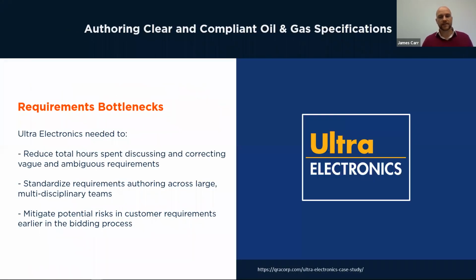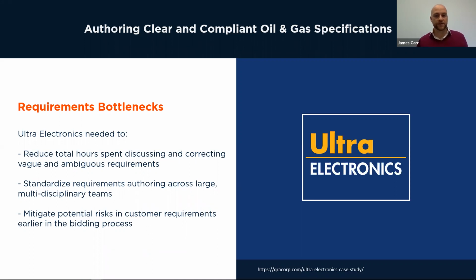But I'm going to look at that case study that we talked about by Ultra Electronics. When we first started working with Ultra Electronics, they had a need to reduce the total number of hours that were spent discussing and correcting vague and ambiguous requirements. They wanted to standardize the requirements authoring across large multidisciplinary teams, and they wanted to mitigate potential risks in customer requirements earlier in the bidding process. So they really had this core need of addressing their requirements in a way that made sense across the company.